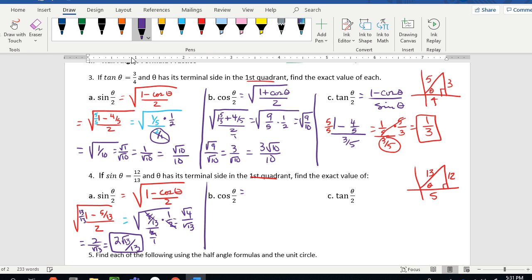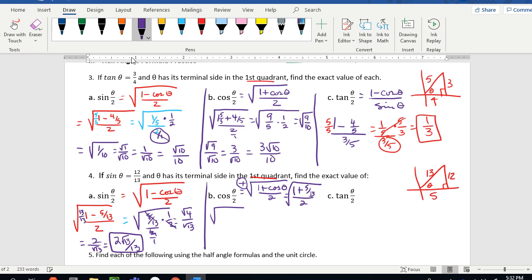Cosine is going to look similar. It's going to be the square root of 1 plus cosine theta over 2, which is 1 plus 5/13 over 2, and it's the square root of all of that. Guys, just in case you didn't know, I'm in quadrant 1, so everything is positive here. Don't have to worry about the positives and negatives. Want to note that it is positive. It wasn't an accident that I left it off.